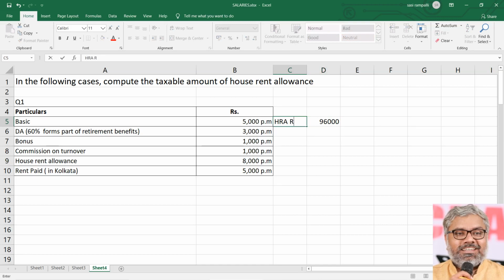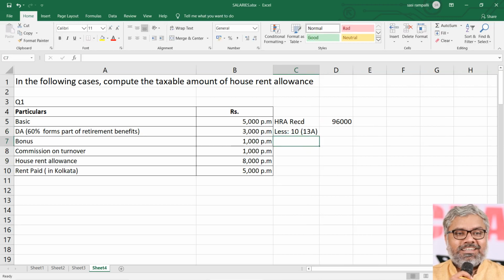HRA received is 96,000 rupees. From that we need to deduct exemption under section 10(13)(a). Of course, headings will normally be there in the examination, particulars and amount, those are all common. So HRA received is 96,000. Exemption under section 10(13)(a), how much is that? We don't know, which we should calculate separately in the working notes.